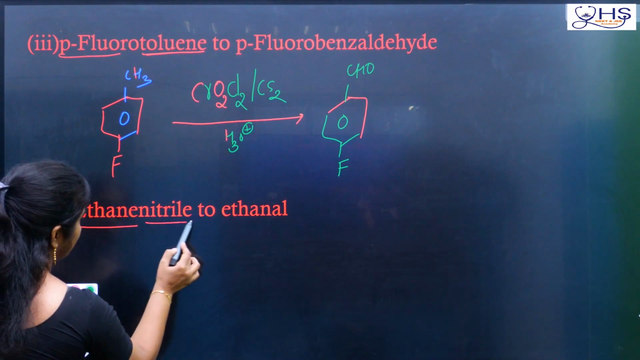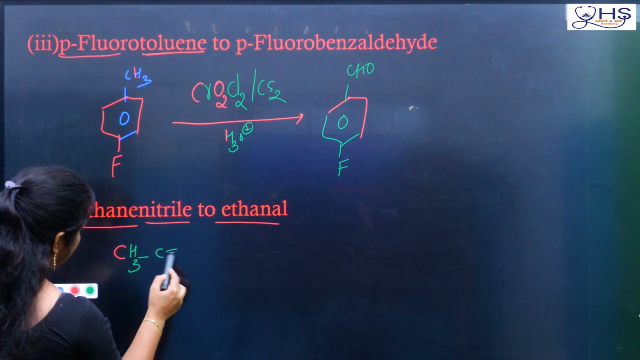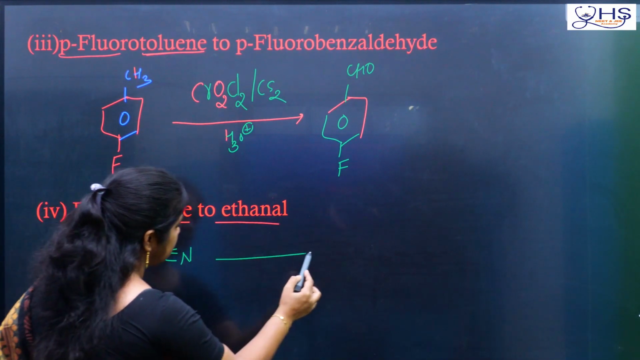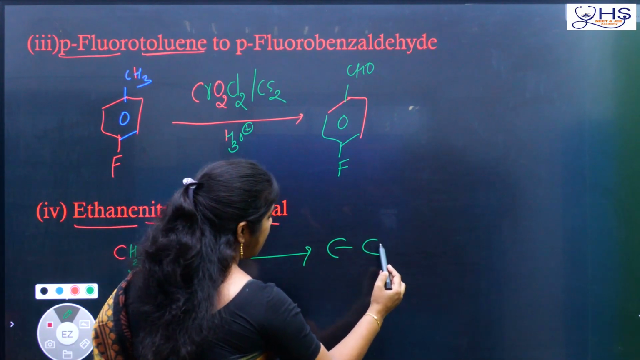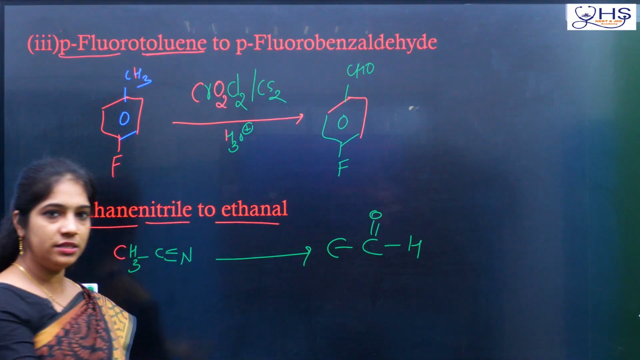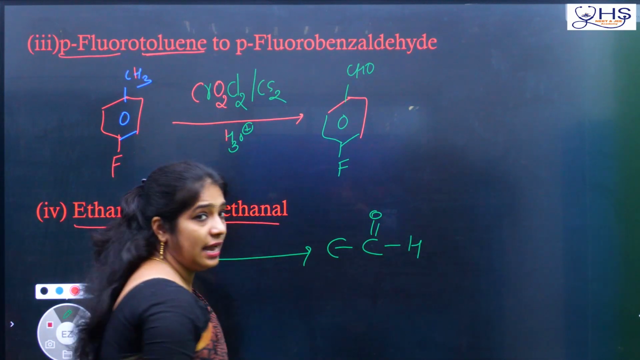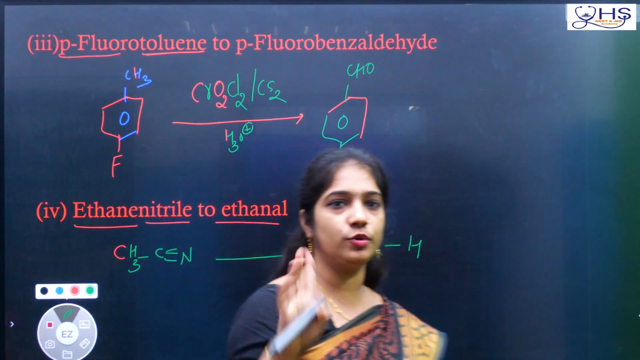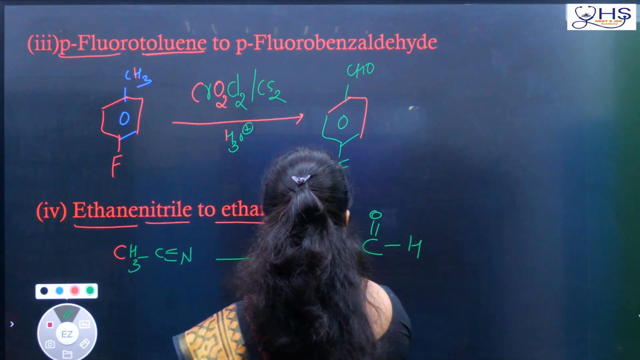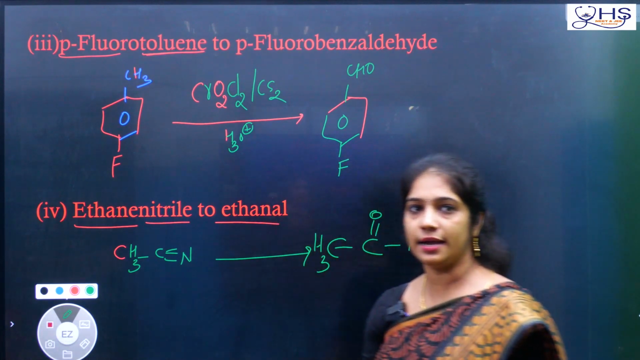Ethane nitrile to ethanal. What is ethane nitrile? CH3 C triple bond N. What is ethanal? Eth means 2 carbons, an means single bond between carbons, and al means aldehyde. They are not mentioning position, which means the functional group is at the first position. So it is ethanal. The remaining valency of carbon is satisfied with hydrogen.